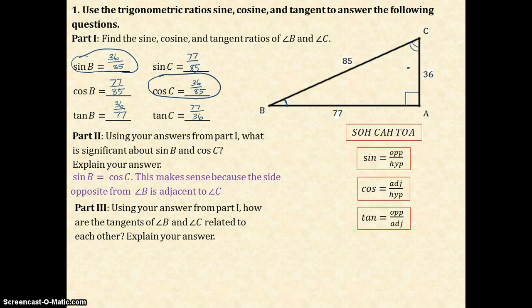And then, how are tangents of angle B and angle C related to each other? Well, if you look at tangent B and tangent C, they're reciprocals of one another. And that makes sense because the side opposite of angle B is adjacent to angle C. So when you switch reference angles, the side that was opposite and the side that was adjacent switch.